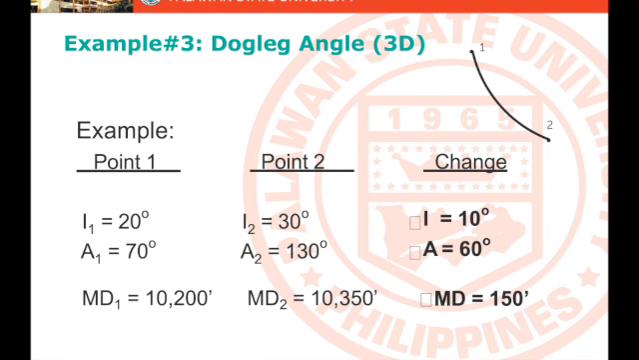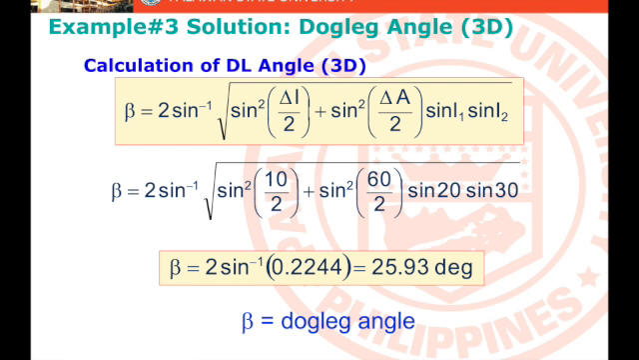So let's plug that into our equation to calculate the dogleg angle. For the three-dimensional calculation of the dogleg angle, we just plug in the values here. We have sine squared 10 over 2 plus sine squared 60 over 2 times sine 20 sine 30. Plugging that in, we have 25.93 degrees. That is the dogleg angle.